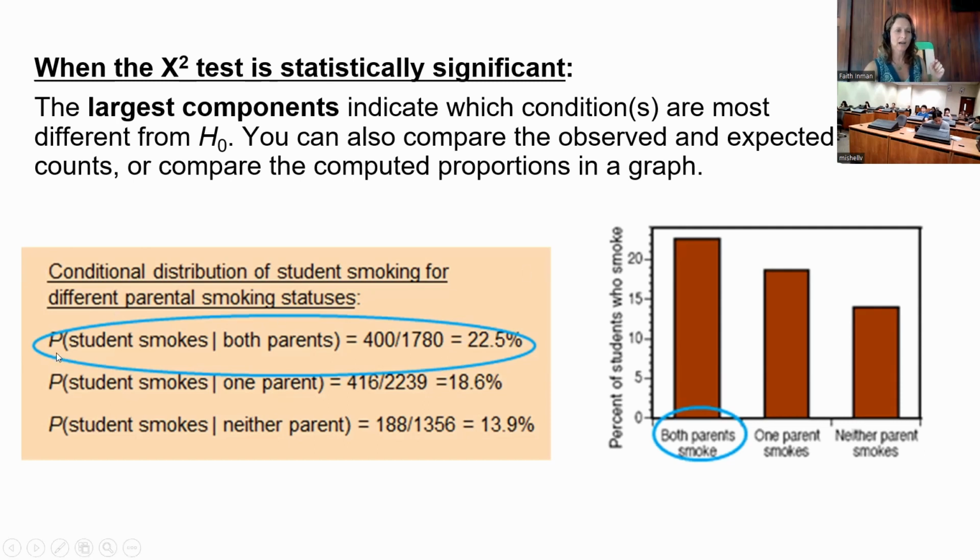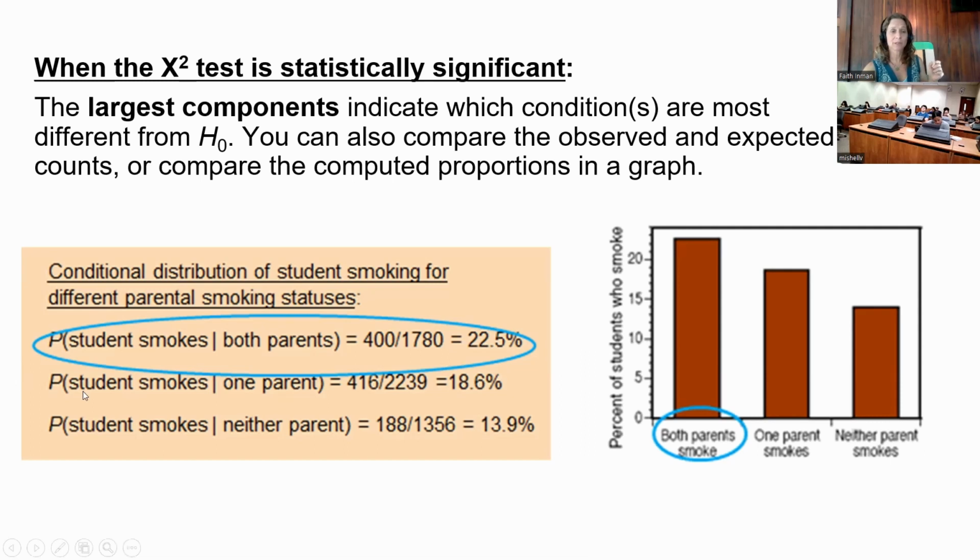But let's say you're looking at the proportion of students that smoke when both parents smoke, right? And here you have that as 400 divided by 1780, right? There were 400 students that smoked and where both parents smoke. And there were 1,780 students where both parents smoke. And that means that 22.5% of the students smoke when both parents smoke.